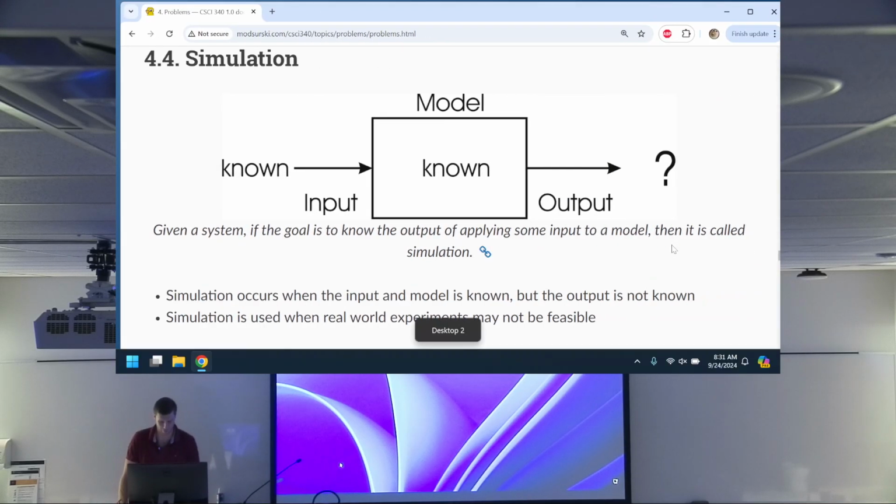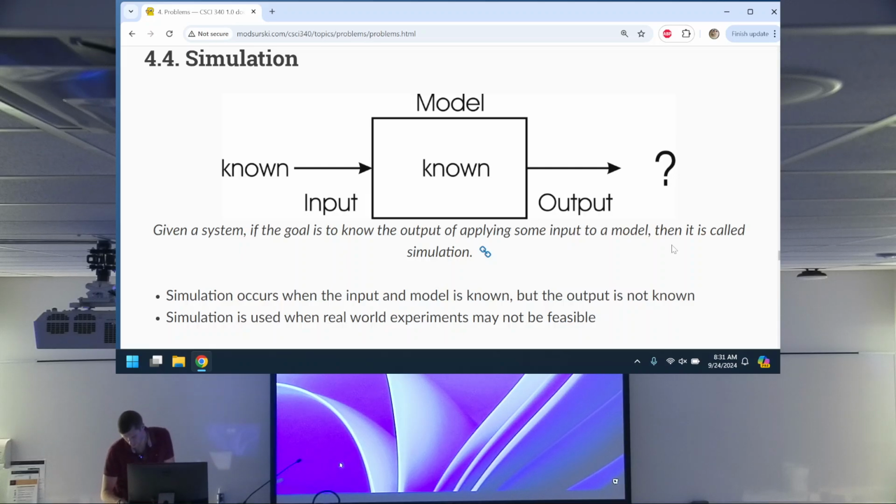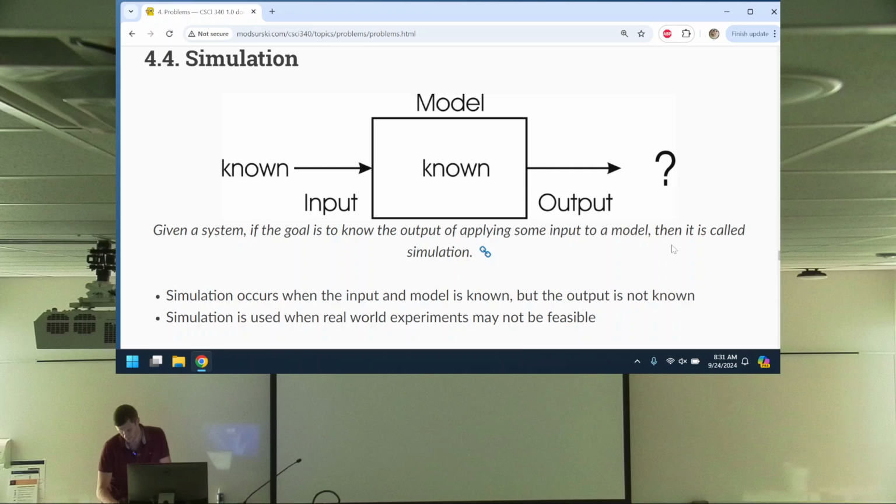Well, we left off around here. Simulation. Simulation. Oh, you can't see what I'm talking about. Let's fix that laptop. I have to plug it in.